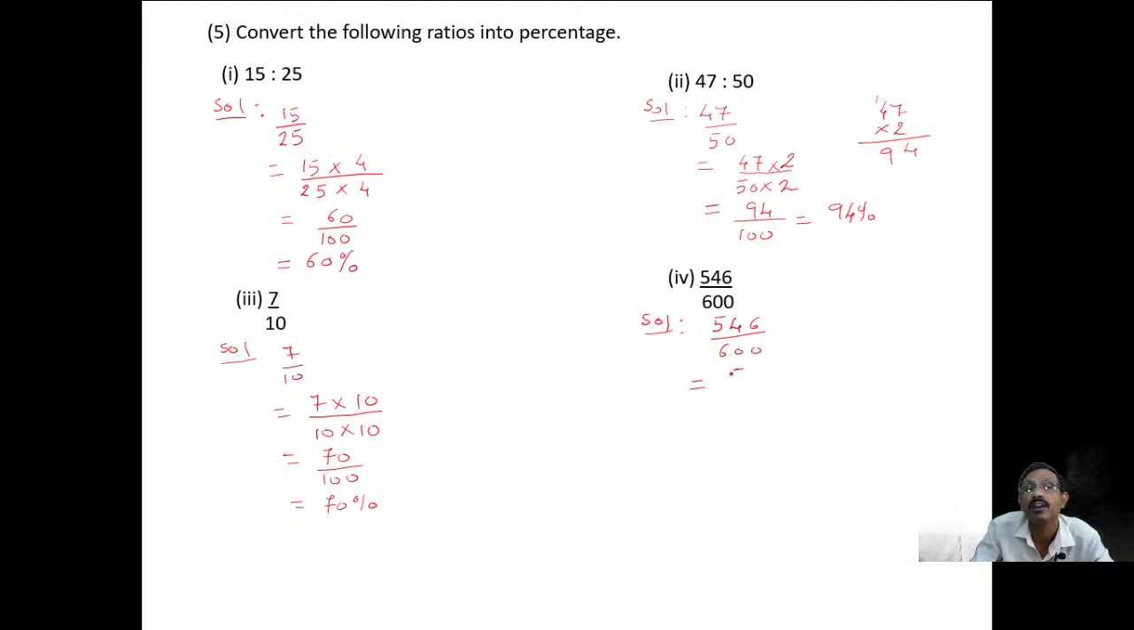Okay, let's see. 546 divided by, 600 divided by which number will give me 100? Now, if you take the multiplication, 6 into 100 gives me 600. So, if you divide this by 6, what will we get? We will get 100. Similarly, here the same number has to go.